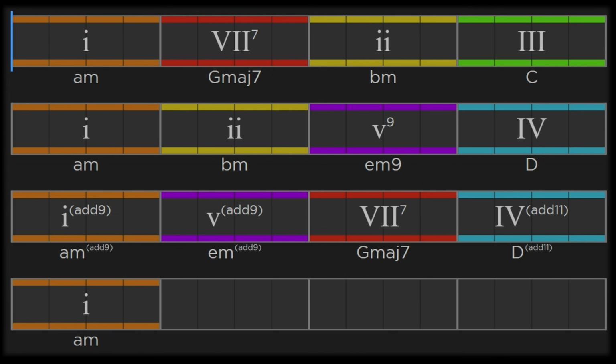Other chords that can emphasise the Dorian sound are 7 major 7th and 5 minor 9th. You can also utilise add chords to create different sounds with more guitar friendly chords.